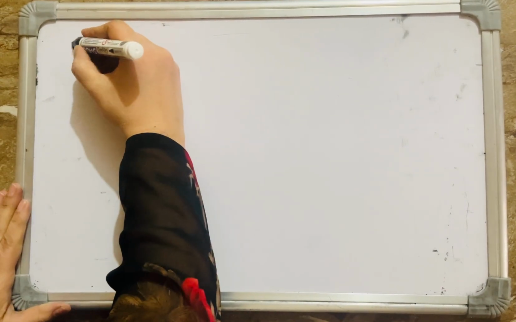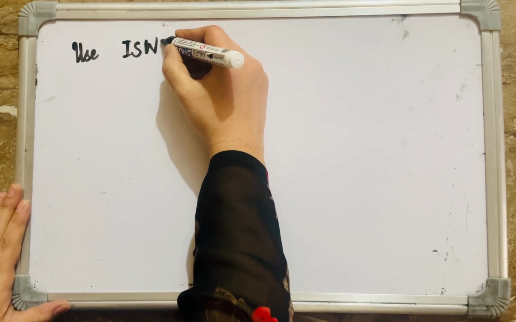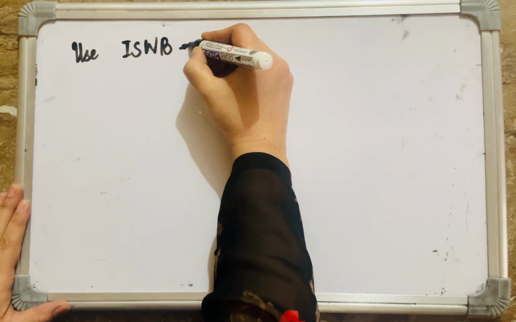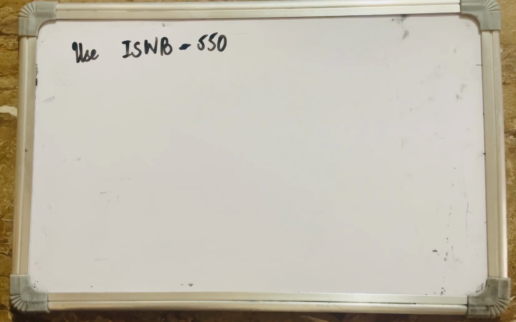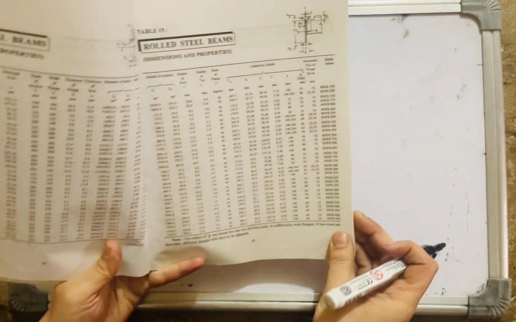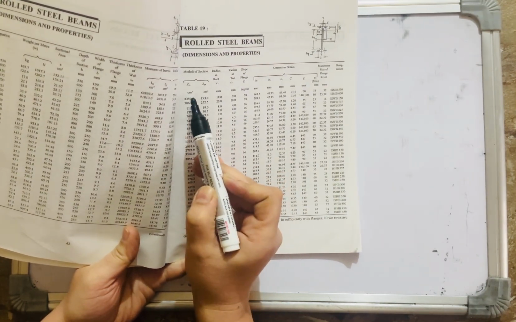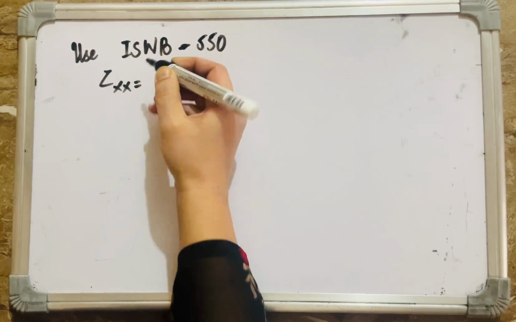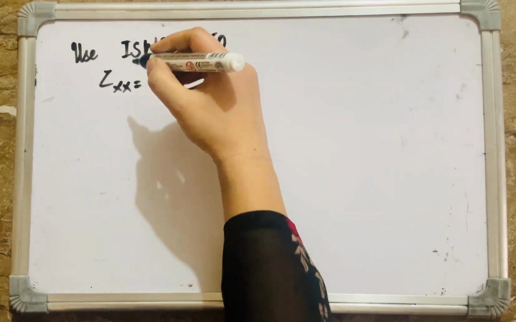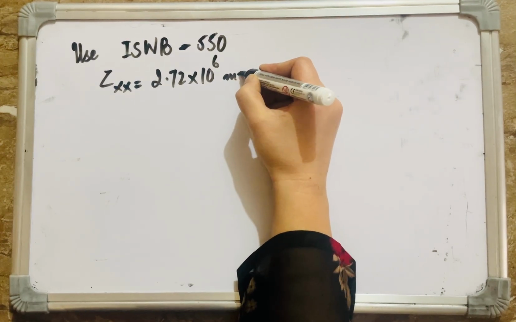All right. So let's use Indian Standard Wide Flange Beam ISWB 550 for my stringer beams, which has a section modulus of ZXX along the XX axis. How much? 2723.9 cm³. So the section modulus along the XX axis for Indian Standard Wide Flange Beam 550 is equal to, according to the steel table, 2.72 × 10^6 mm³.